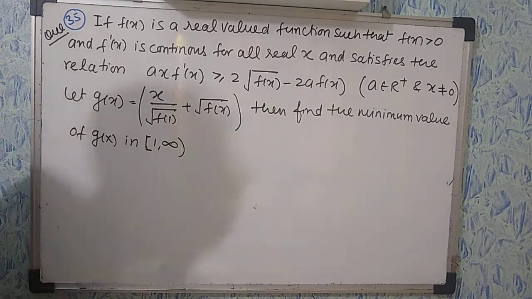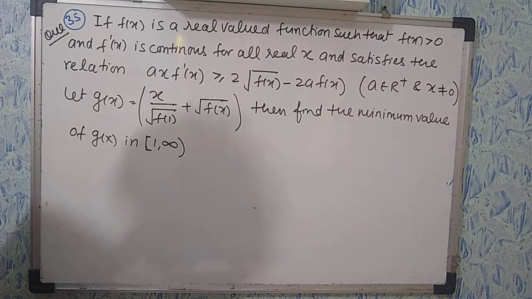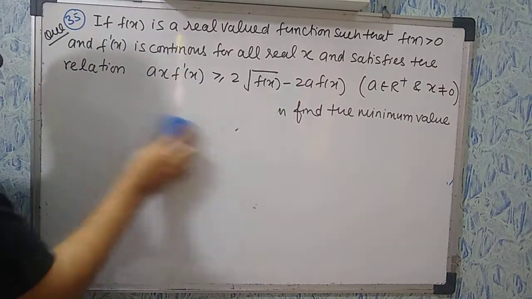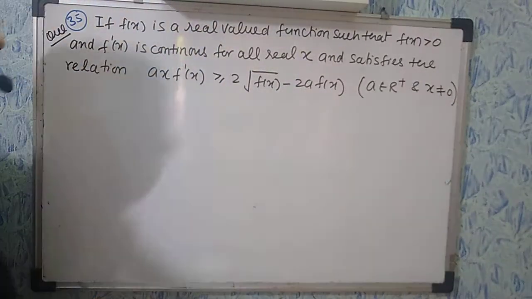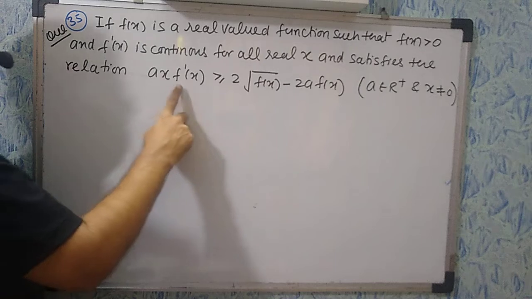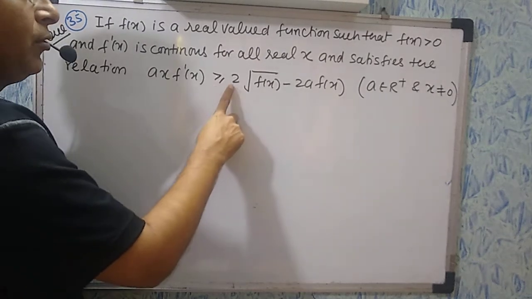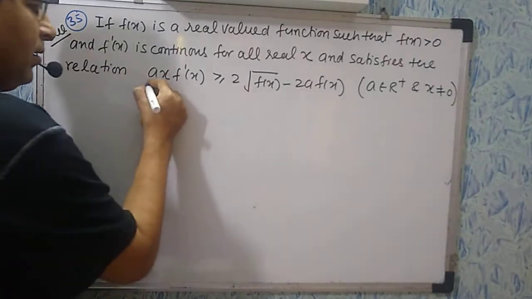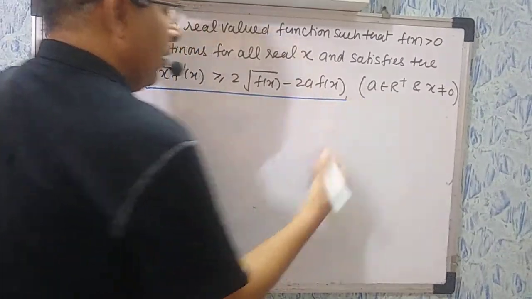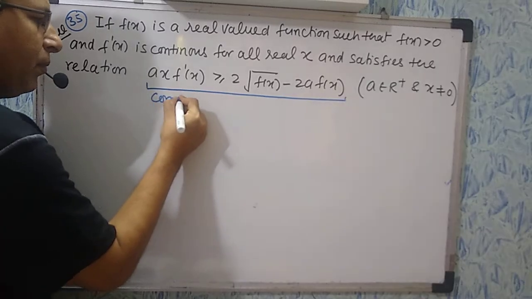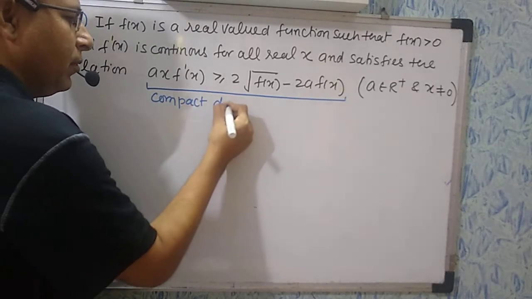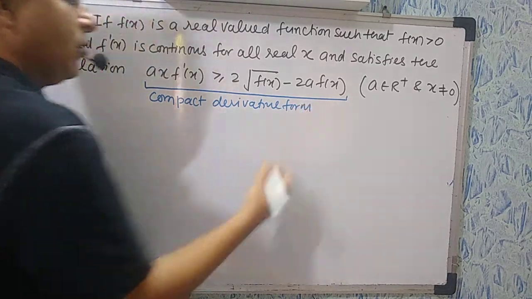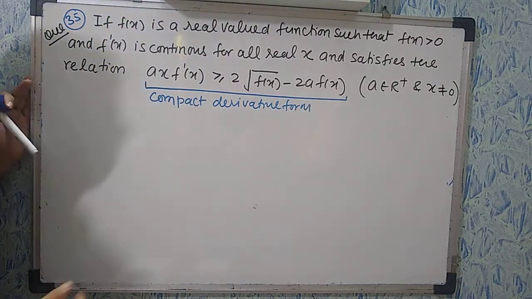Let's begin. So this question is also based on the monotonicity. So here we get this relation, and this relation is given: a x f'(x) ≥ 2√f(x) − 2a f(x). So here we will establish the compact derivative form. For this we have to divide by 2√f(x).